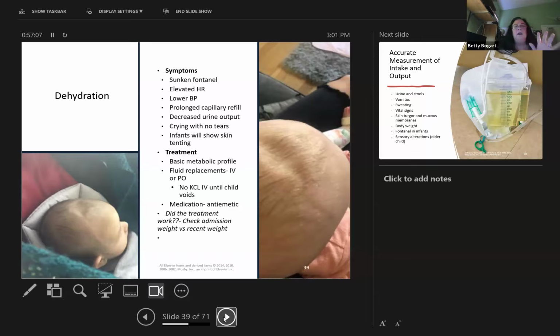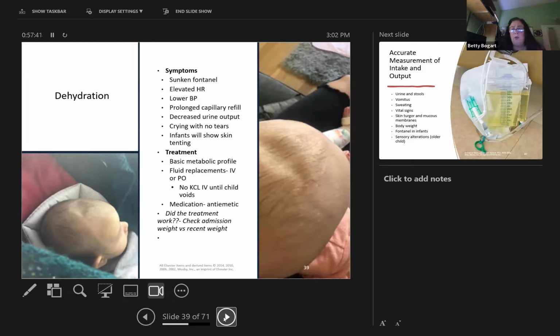So, again, how are we going to treat vomiting? If we are vomiting, there's no way you can give oral fluids, so you need to give them IV fluids. Now, you need to know how bad the dehydration was. We could see the elevated heart rate, decreased blood pressure, sunken fontanelles, but get a basic metabolic profile. Let's look at those electrolytes, see what's going on, and then we can work from there to correct it back to where it needs to go.